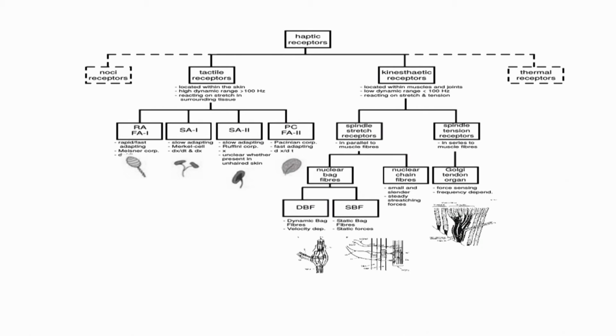Any other doubts? Let us go back to the first one. Now, the kinesthetic receptor, let us look at it. Spindle stretch receptors, we have looked at in some detail. Spindle tension receptors, that is nothing but the Golgi tendon receptors. Nuclear bag and nuclear chain fibers, we have seen. Dynamic bag fibers, static bag fibers, that we have again seen. Bag has two components, dynamic and static.